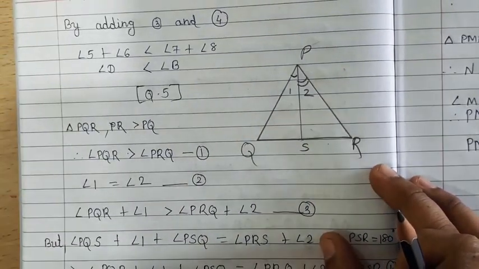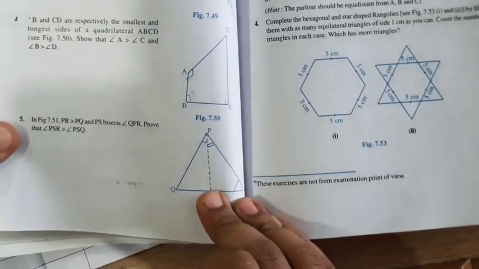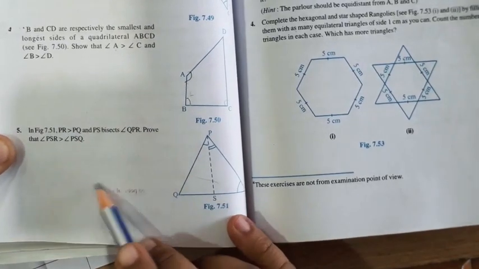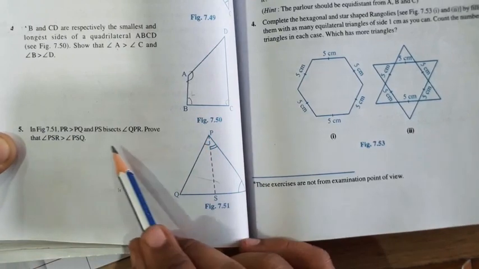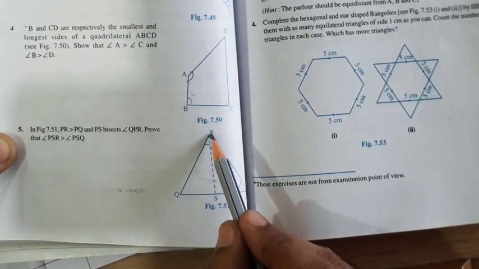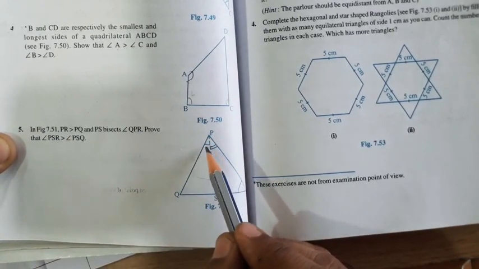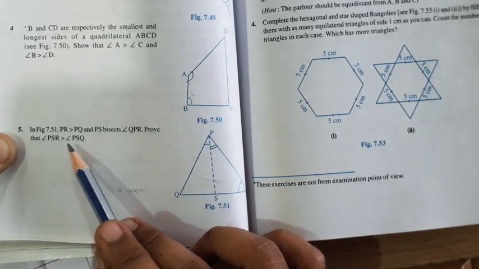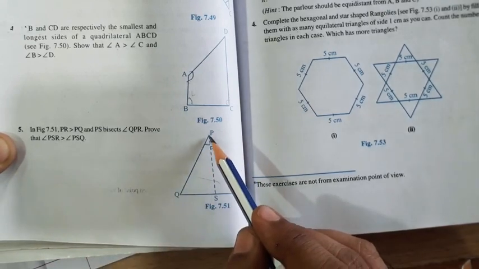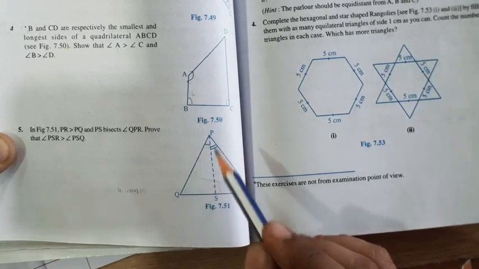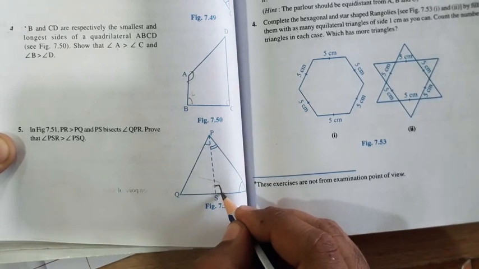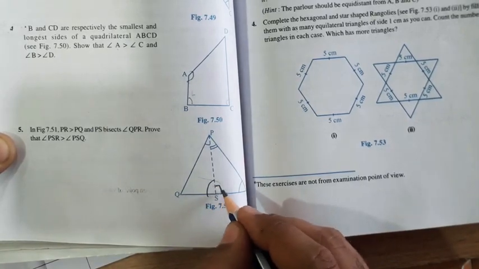Now next, question number 5 in 7.51. In this figure, PR is greater than PQ. PS bisects angle QPR, meaning these two angles are equal. So prove that angle PSR is greater than angle PSQ. This angle is greater than this angle, that we have to prove. Okay, so let me see in the notebook.